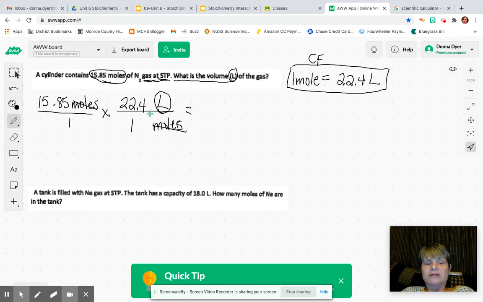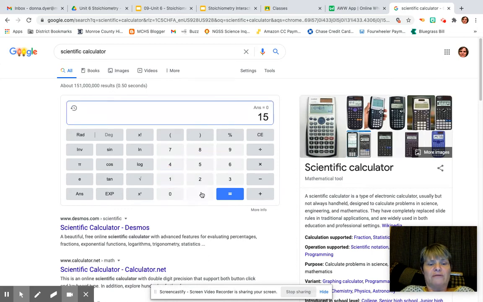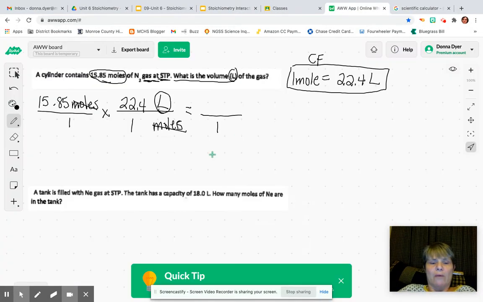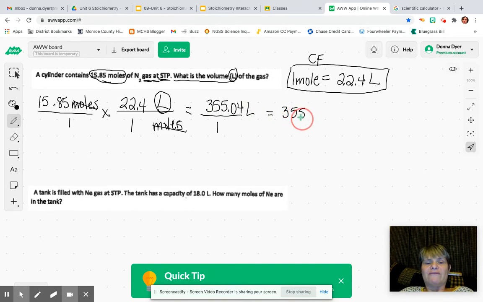So I'm going to multiply across the top, multiply across the bottom. On the bottom, I can already see 1 times 1 is 1. On the top, I need to multiply 15.85 times 22.4. So punch it in my calculator, 15.85 times 22.4, and that gives us 355.04. Going back to our problem, 355.04. Again, my only unit that I haven't canceled out is liters. So 355.04 divided by 1 is 355.04 liters, and that's my final answer. So these are not difficult at all. Let's look at the second one.